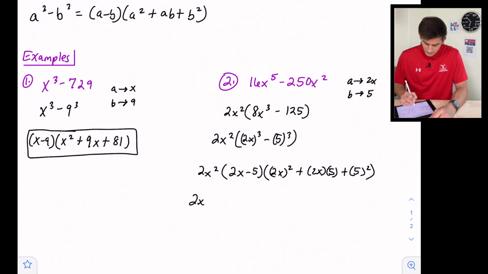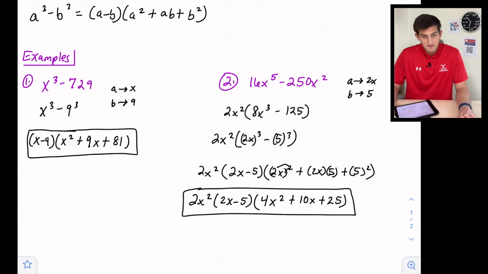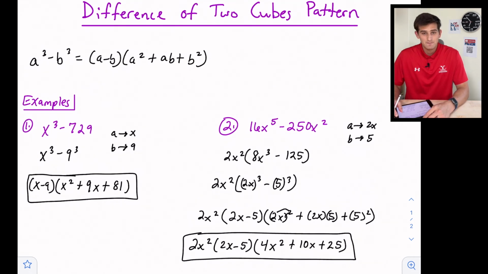So like I said, this 2x squared is kind of along for the ride. Our binomial is simplified, 2x minus 5. And now we can simplify this trinomial. So 2x quantity squared, we can give this exponent of the 2 to the 2 and the x. So we get 4x squared. 2x times 5 would be 10x, and 5 squared would be 25. And so that would be our final factorization for number 2, 2x squared times 2x minus 5 times 4x squared plus 10x plus 25. And that is how you can use the difference of two cubes pattern to factor.